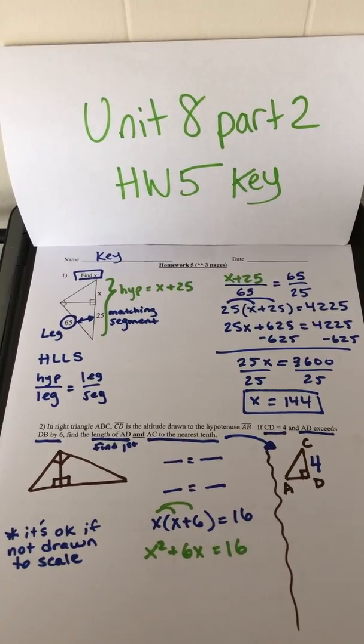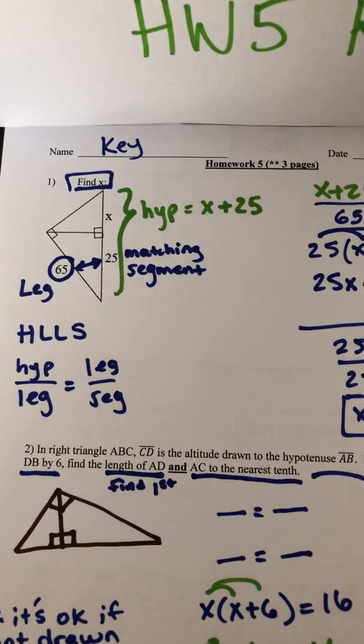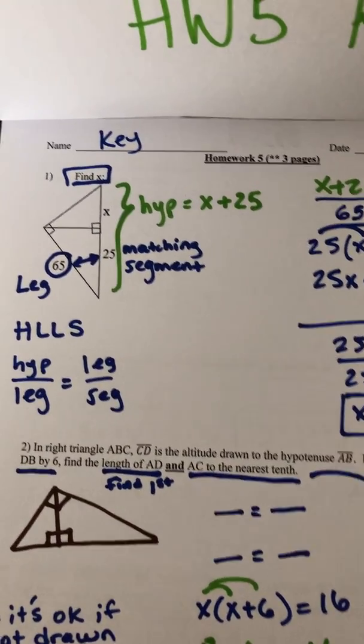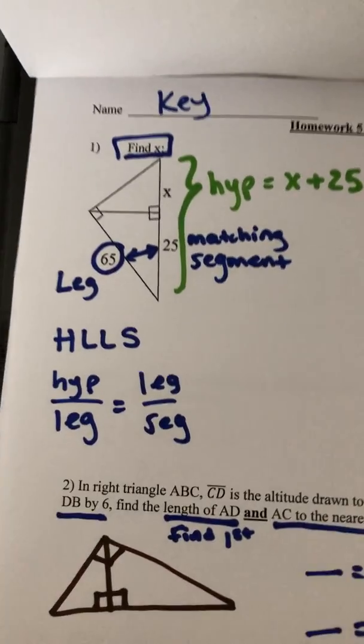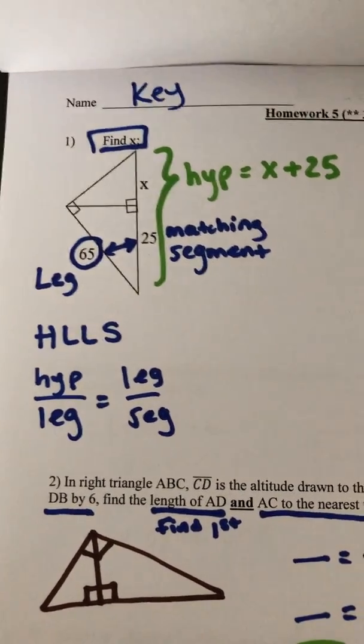This is the homework 5 key for this Unit 8 Part 2. So taking a look at question number 1, we had to find x. So we look at our diagram and we have x, we have 25, we have 65. Well, that 65 is a leg, and that means we're using hills.